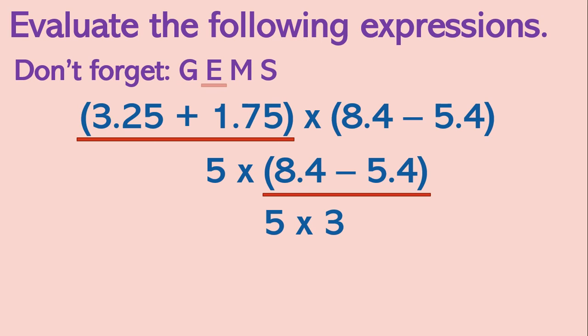Now let's move on. There are no exponents in this expression, so we can move on to the M for multiplication and division. There is multiplication in this expression, so now we can multiply 5 times 3, which is 15. So our answer is 15.